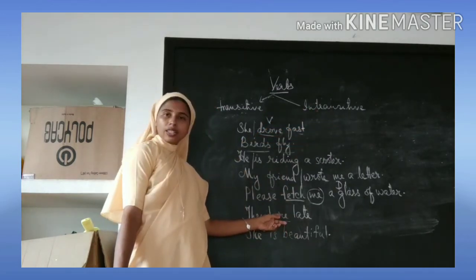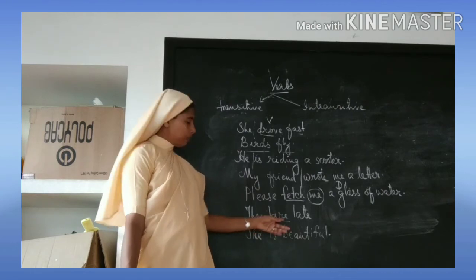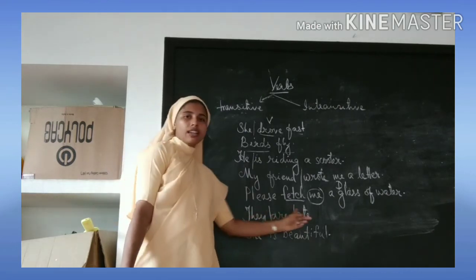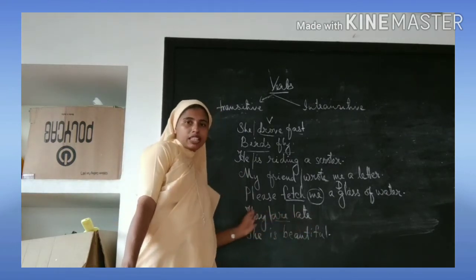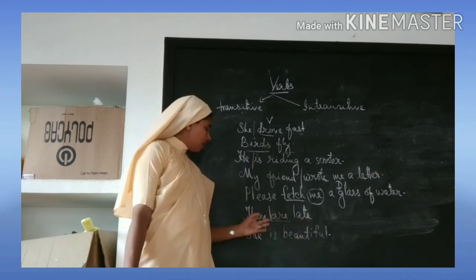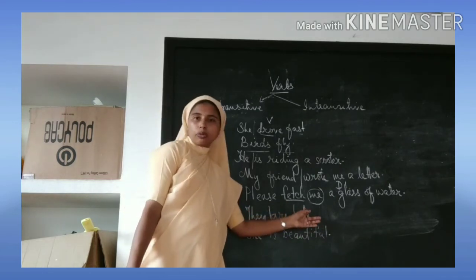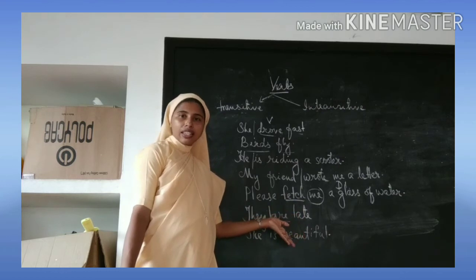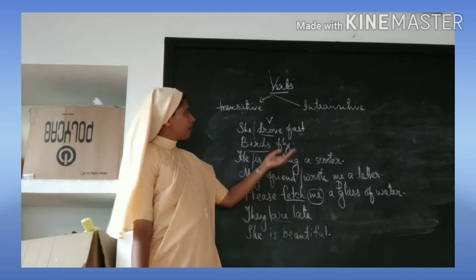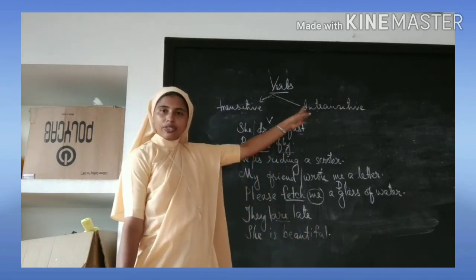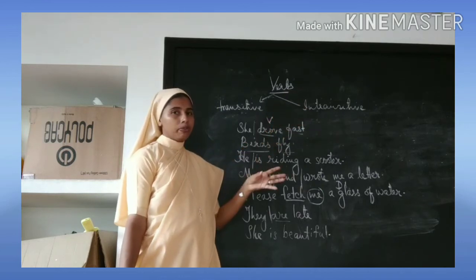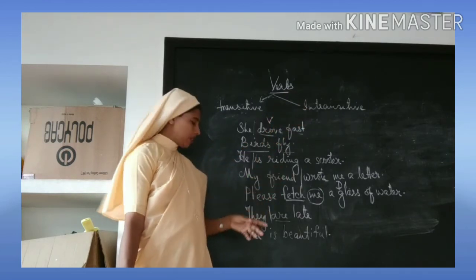Also, this are is called a linking verb because it links they and the complement late, the subject and the complement. So it is called a linking verb or intransitive. This is in the category of intransitive verb. All the verbs of being are called linking verbs.